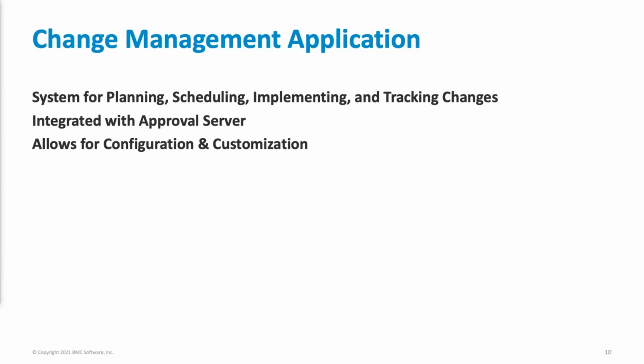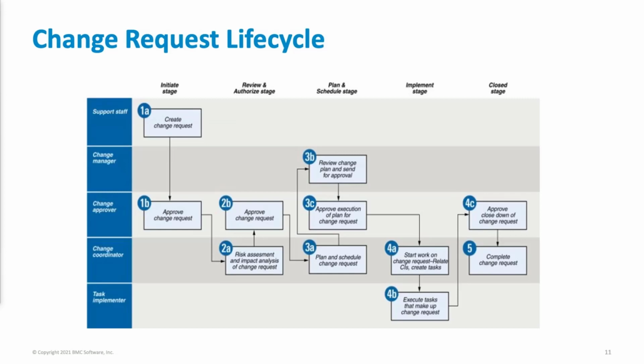It's an application which provides a system of planning, scheduling, implementing, and tracking change that needs to be completed within the organization. In change management application, administrators can define an approval process in which a series of people must review and approve a proposed change request. The BMC change management application is already installed with default approval integration, and it's configurable and customizable for business needs.